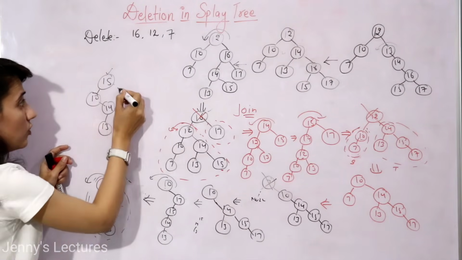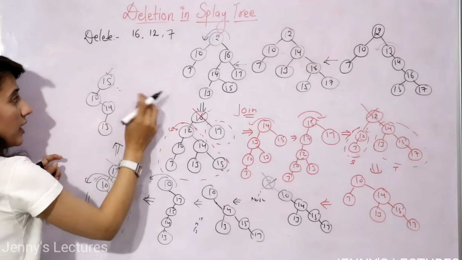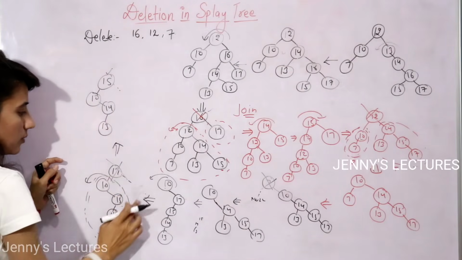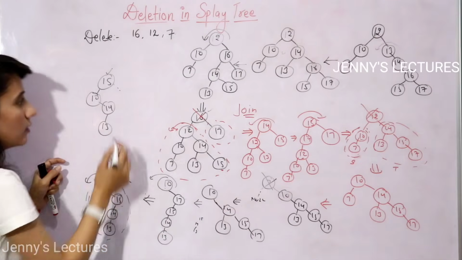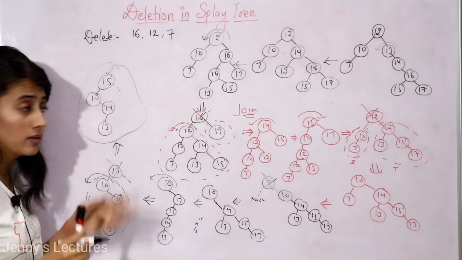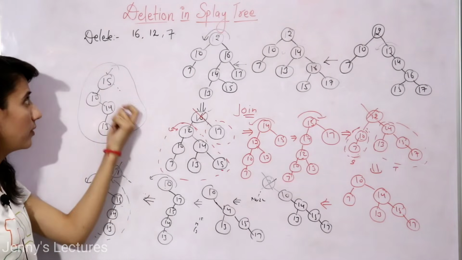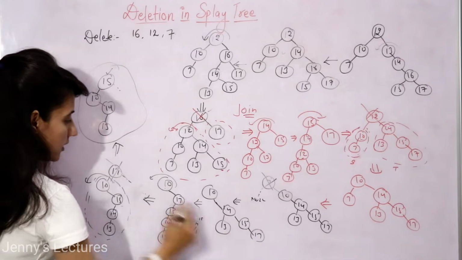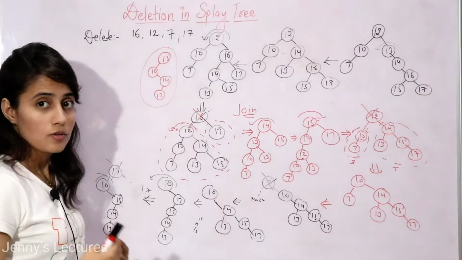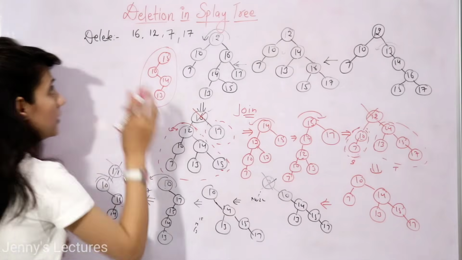Now the right child of this is null, so what do we do in the join operation? Make the right subtree the right child of this 15, but there is no right subtree, so this is now the tree. Now make this root of the left subtree the root of the tree, so this becomes our tree after deletion of what? 17.